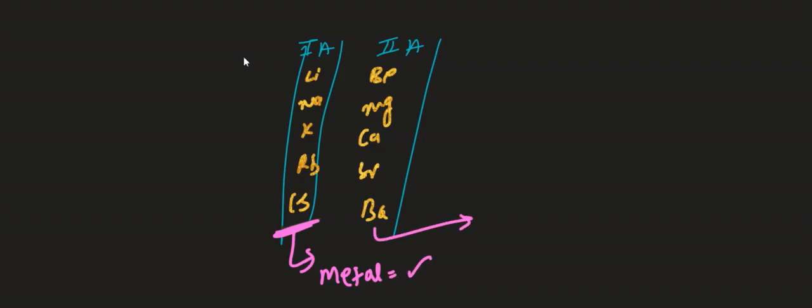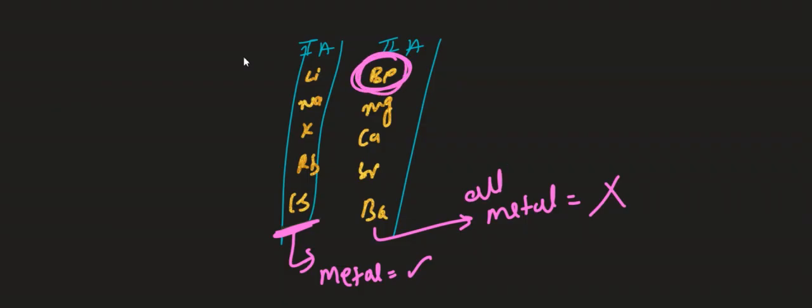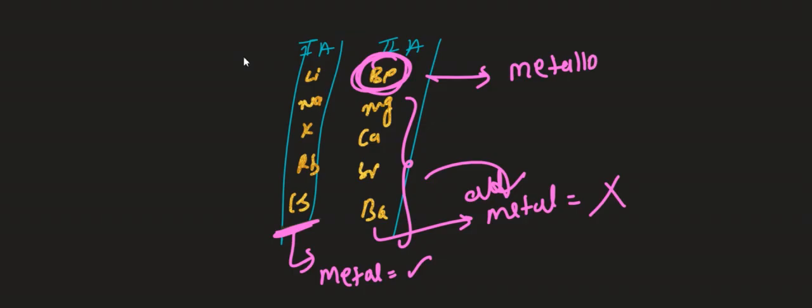Next, all second A group elements are metals. You should say, ma'am, it's false. Why are all not metals? Because the exception is beryllium. Except beryllium, the remaining ones are all metals. Beryllium is a metalloid. What is the other name of metalloid? Semi metal.